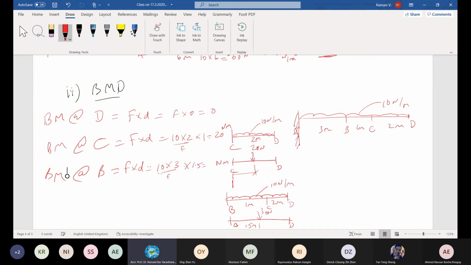Newton meter also. Okay, 45. All are correct? Okay, good.